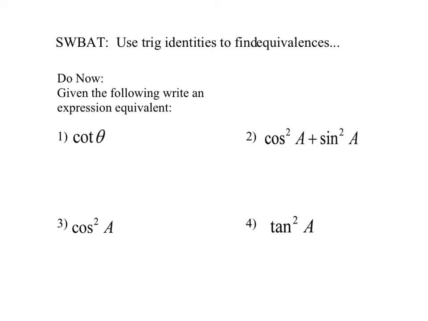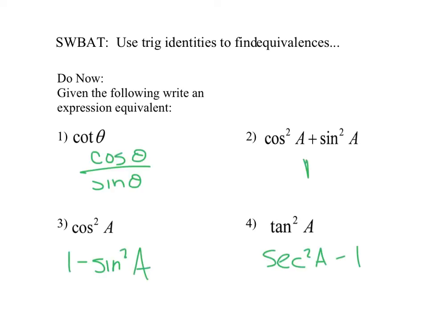Okay, today you're going to be using trig identities to find equivalences, meaning things that are equal. So if you remember these, try and find something, anything really, that is equivalent to these. Okay, just using various identities. These are just a couple that you could have come up with. Cotangent is cosine over sine. You could also add 1 over tangent, etc.